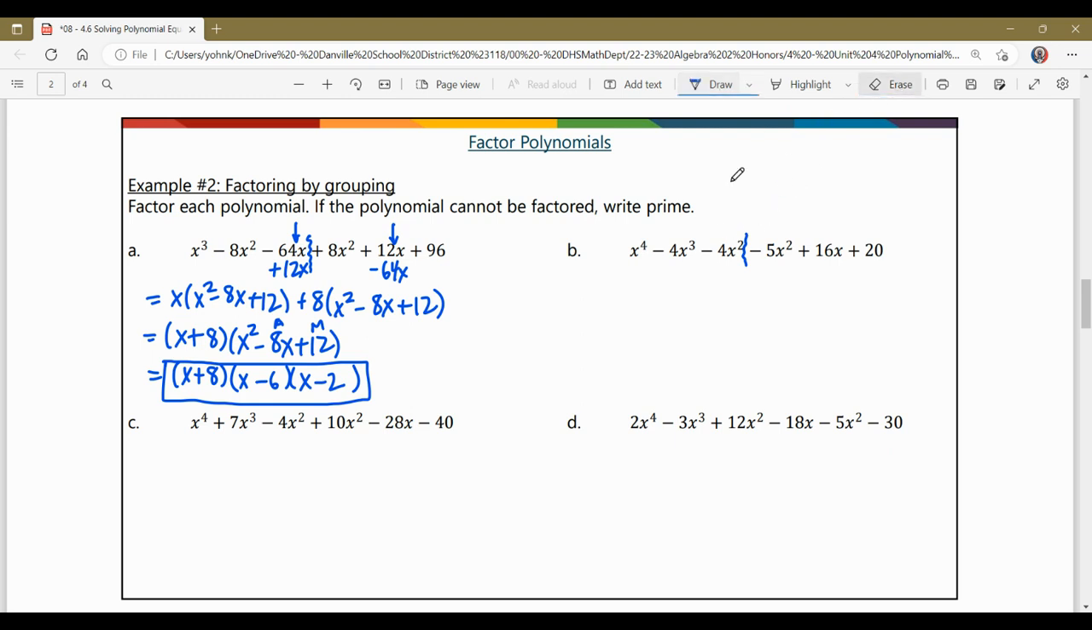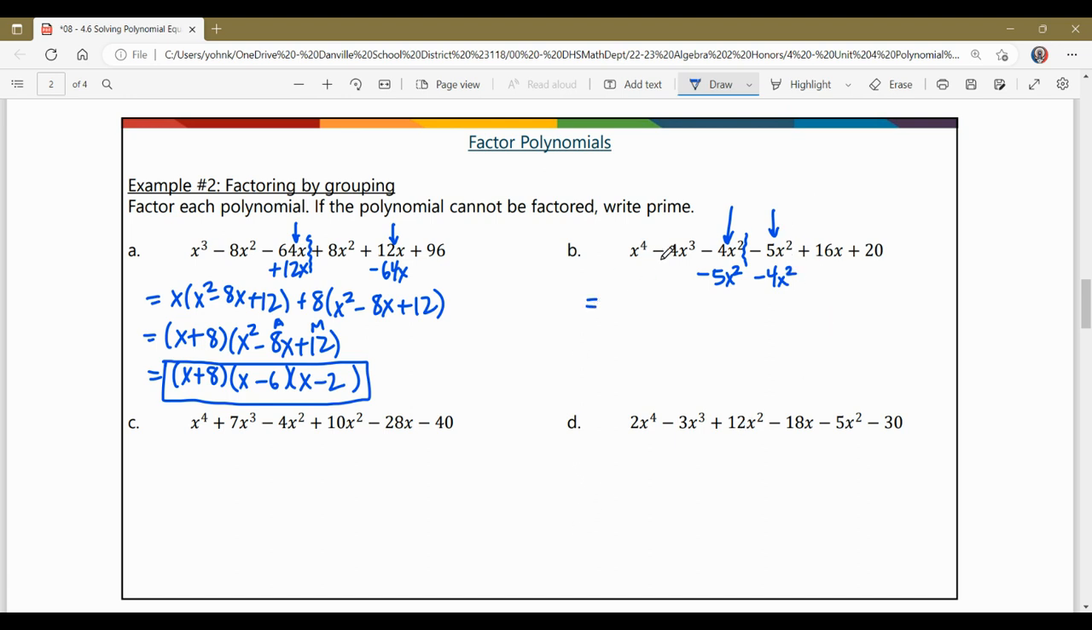Erase. We're going to swap the third term with its corresponding term on the other side, which in this case is the negative 5x squared. So I'm going to make this one be negative 5x squared, and I'm going to make this one be negative 4x squared. So all I did was swap those.